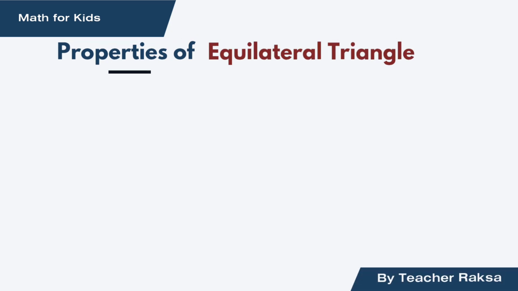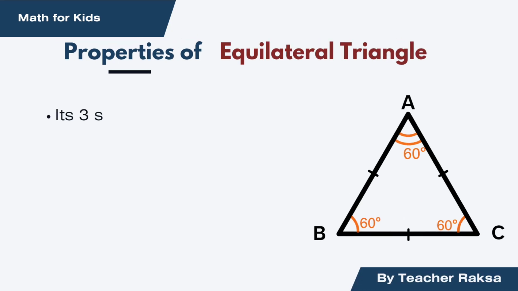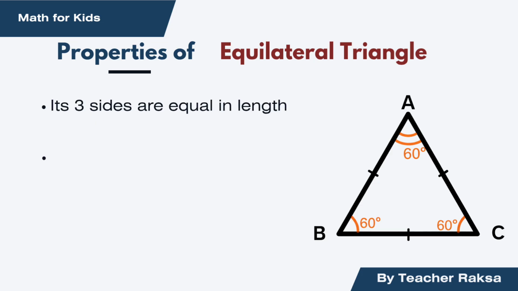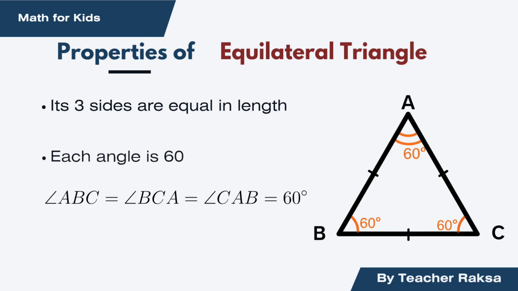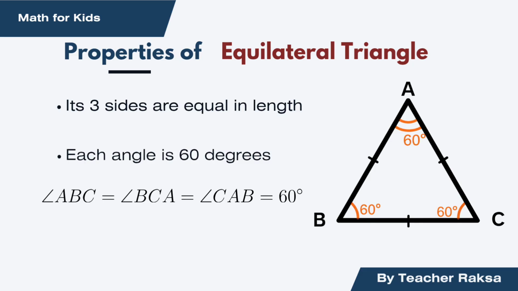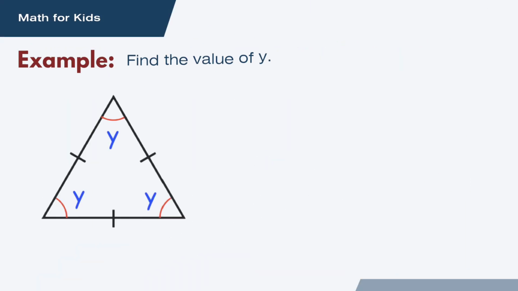Now, let's look at the property of an equilateral triangle. An equilateral triangle has three equal sides and three equal angles. Since all the angles are the same and their total is 180 degrees, each angle in an equilateral triangle is 60 degrees. Let's apply this rule to a real problem.